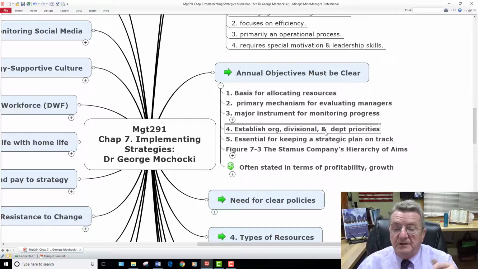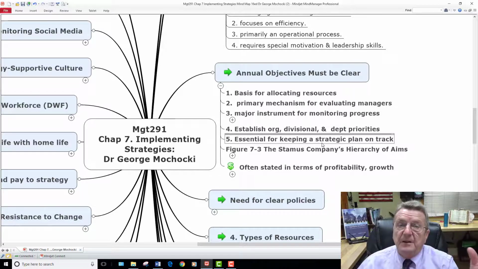Establish organizational, divisional, and department priorities. Remember, it trickles down. How do I do it? I may be a department head, not a district manager, it might just be a department or a certain geographic area. How do I implement those strategies for mine? And it all works all the way up to make the corporate goal.